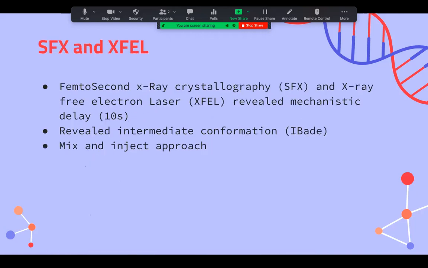And the next slide talks about femtosecond X-ray crystallography and XFEL, which revealed a mechanistic delay of 10 seconds. And that was able to show that there was an intermediate conformation of the protein, which is IBAID, and they did so during the mix and inject approach.